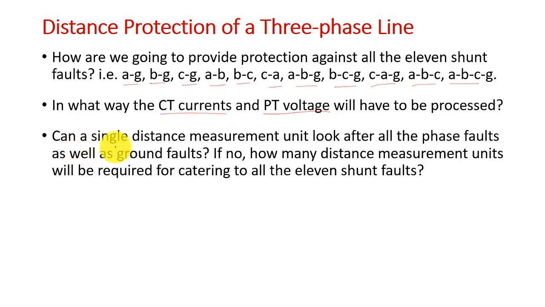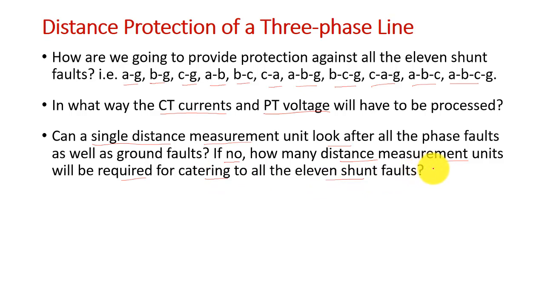And the third point is, can a single distance measurement unit look after all the phase faults as well as ground faults? Like in case of an overcurrent relay, we put a single measurement unit, and that is okay for an overcurrent relay. But in case of a distance relay, is it okay for a single distance measurement unit to look after all the phase faults as well as the ground faults? If no, how many distance measurement units will be required for catering to all 11 shunt faults?